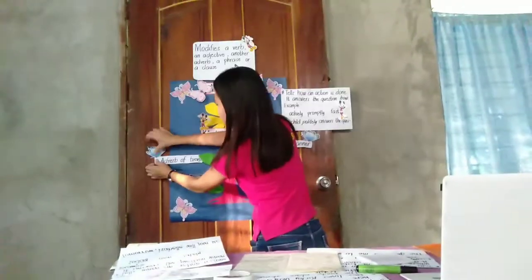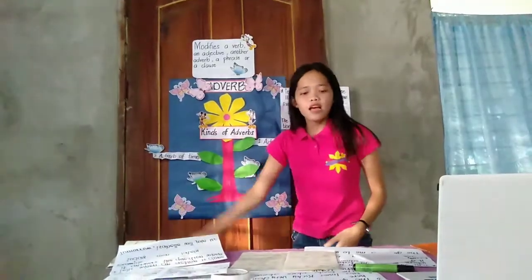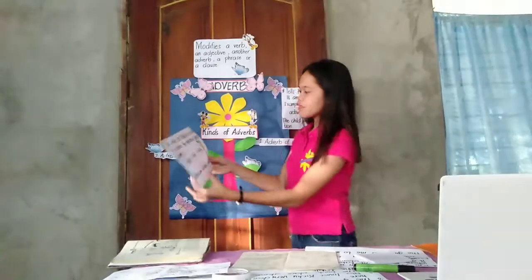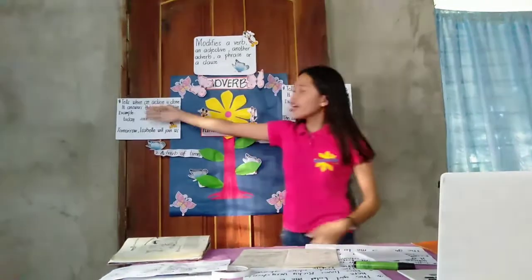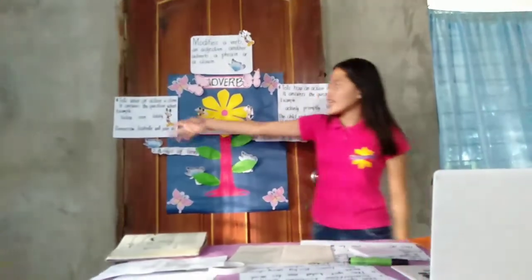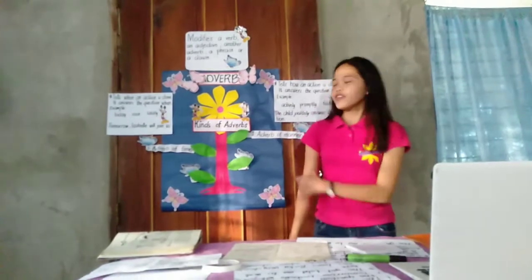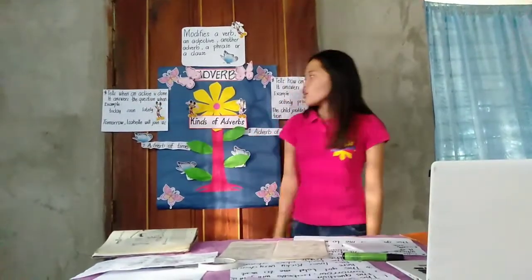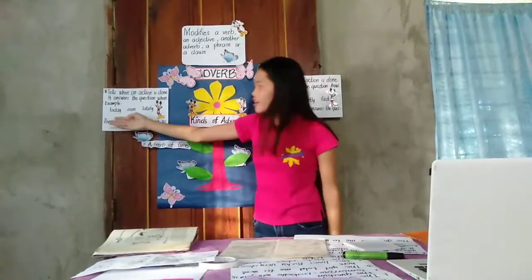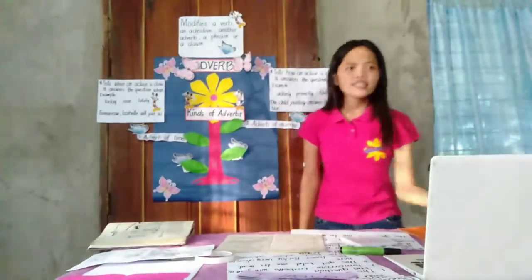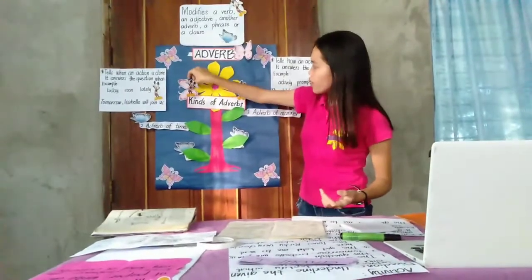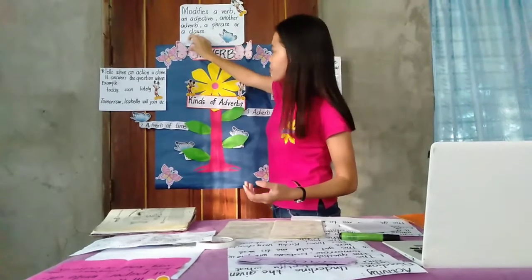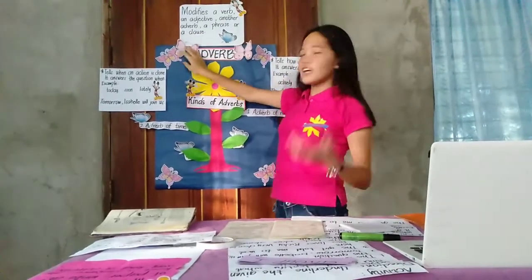Let's proceed to the next kind of adverb. Number 2, we have the adverb of time. So what is an adverb of time? An adverb of time tells when an action is done. It answers the question when. Very good. Take note of the word when. Let's have our examples. We have today, soon, lately. What else? Tomorrow, another. Lately, recently. Very well.